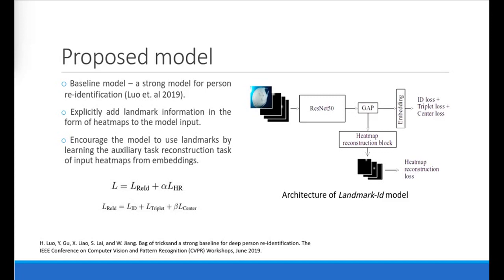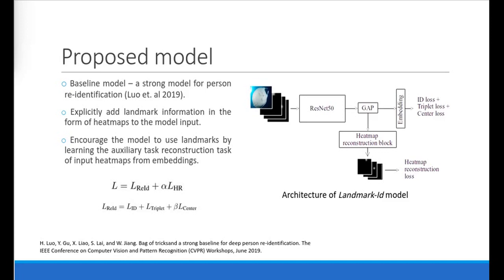We propose to add the body landmark information to the model input by concatenating extra channels with 3 RGB image channels. These additional channels guide feature extraction to learn embeddings that are aware of the location of distinctive features with respect to body parts. The model is encouraged to use landmark information by learning auxiliary reconstruction tasks on input heat maps from embeddings. We favor heat maps over exact coordinates to encode the estimated body landmark location because heat maps can represent uncertainty. We call this model landmark ID model.